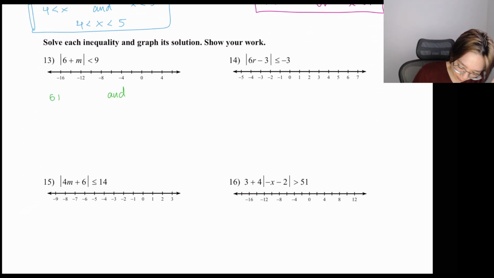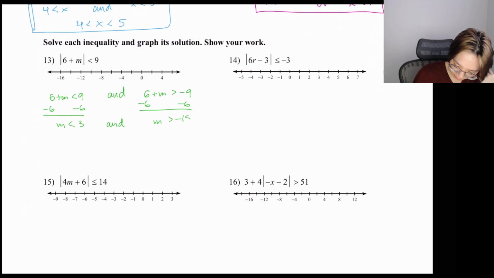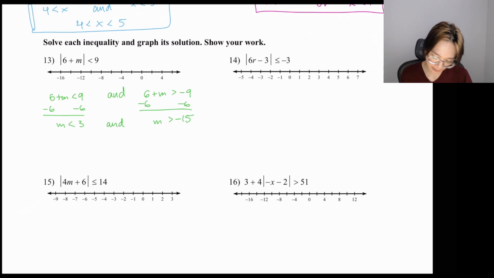So we have our 2 inequalities, 6 plus m is less than 9, and 6 plus m is greater than -9. Solve and graph. So we have m is less than 3 and m is greater than -15. So let's double check that they overlap. So if we have 3 here, we have some missing tick marks. So we can figure out the halfway point between 0 and 4 is 2, which means here would be 3.